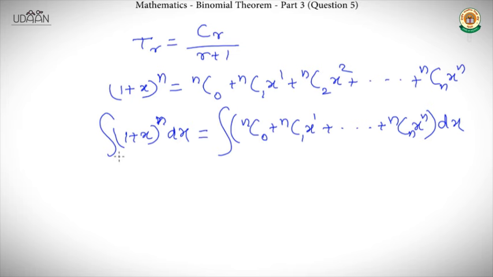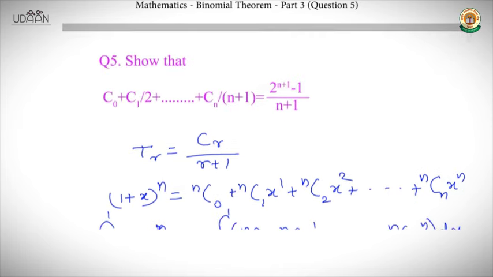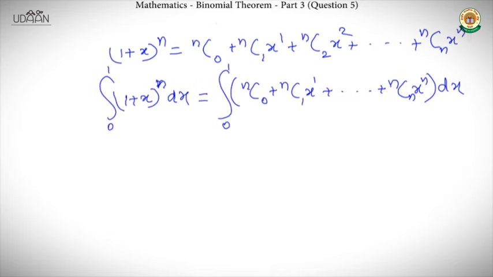So the two integrals are equal, which means a constant is going to come into this equation. To avoid that, we'll have to put some limits on this. So x varies from 0 to 1. If we do this, we will get exactly the LHS of this equation to show the RHS. Right, so this is integration.